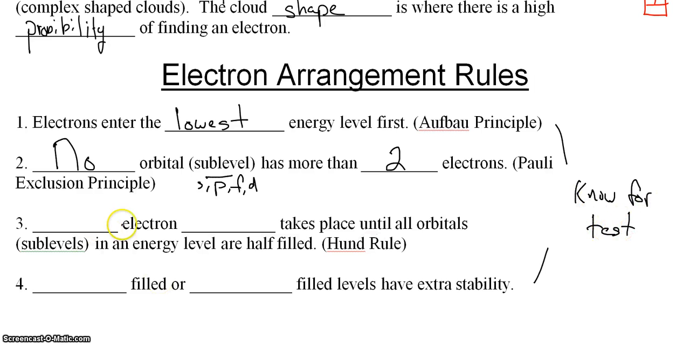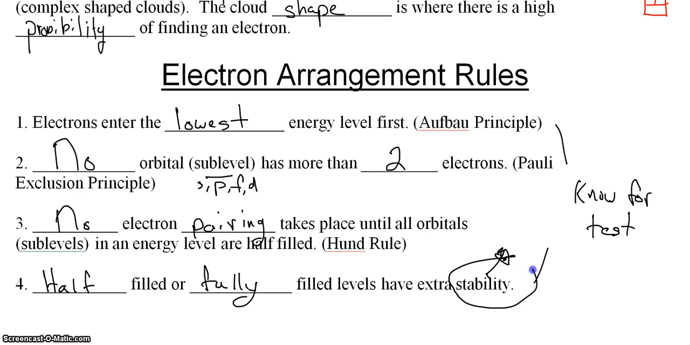Okay, and then no electron pairing takes place until all orbitals are half filled. And if we get half filled or fully filled levels, they are more stable. Stability is the key. We want to be stable.